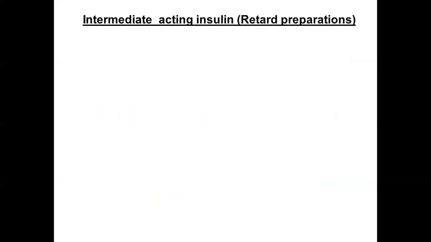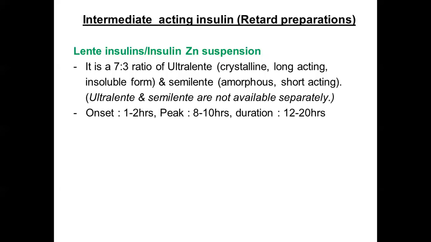Now the retard preparations are prepared by rendering the insulin insoluble by complexing it either with protamine, that is a small molecular basic protein, or by precipitating with excess zinc and increasing its particle size. There are two ways by which retard preparations are made. So first we have got the lenti insulin or the insulin zinc suspension. It is a 7:3 ratio of ultra lenti and semi lenti.